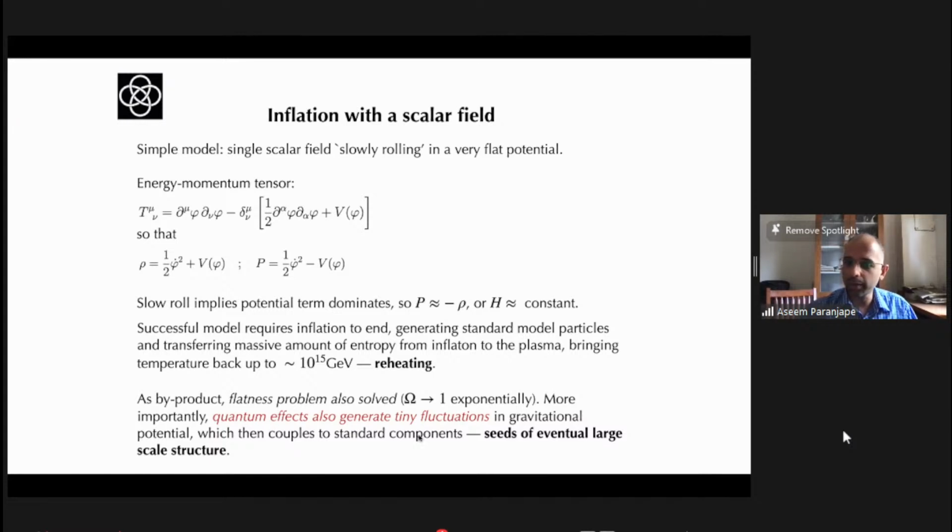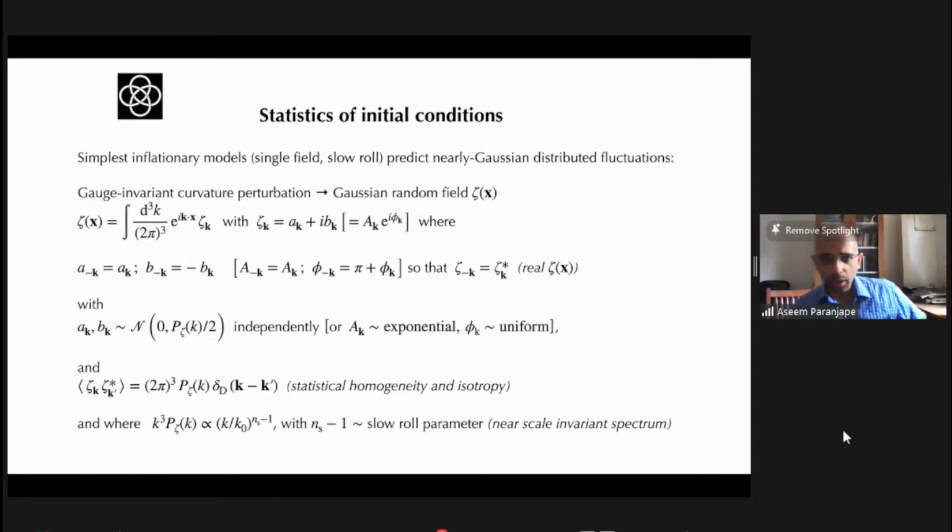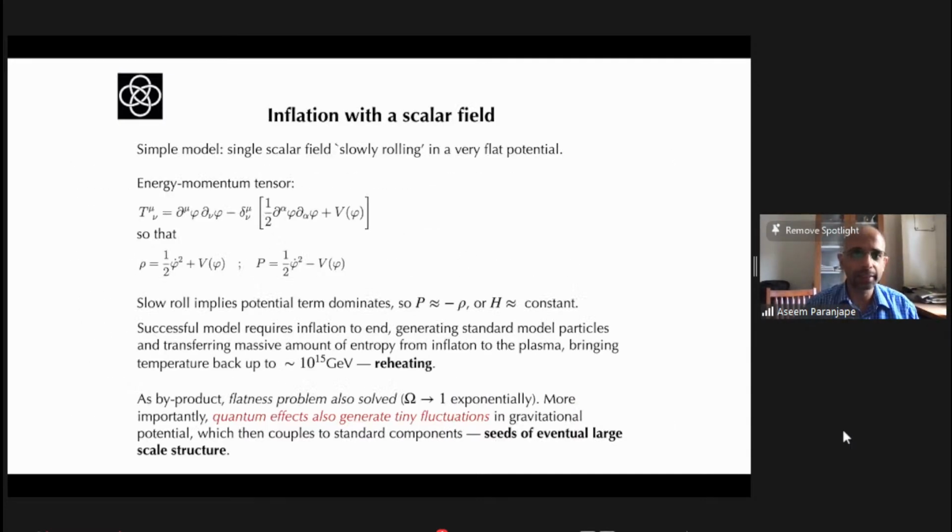Okay, so the standard components, the photons, the protons, electrons, everything will start coupling to gravity. And this is what forms the seeds of the eventual large scale structure. So there were questions in the previous lectures: where do the seeds for the sound waves come from? The answer is this. Quantum fluctuations during the inflationary phase are the seeds of the later fluctuations that we see in the CMB anisotropies and which later grow into the cosmic web. Okay, so this is what I wanted to say about inflation.